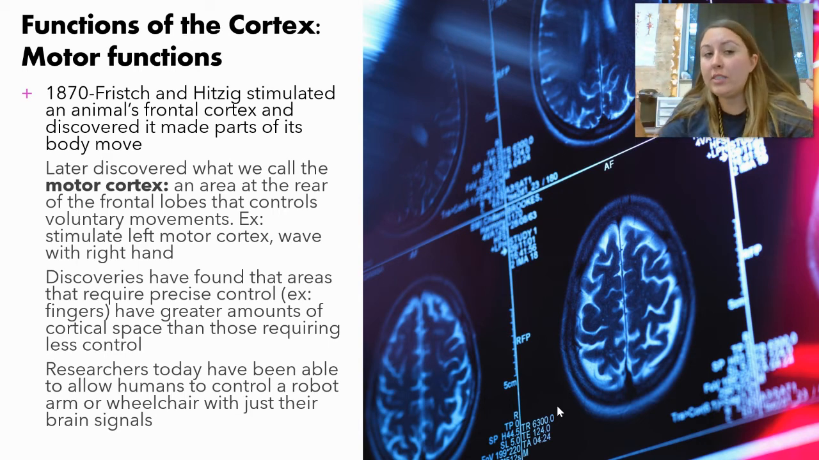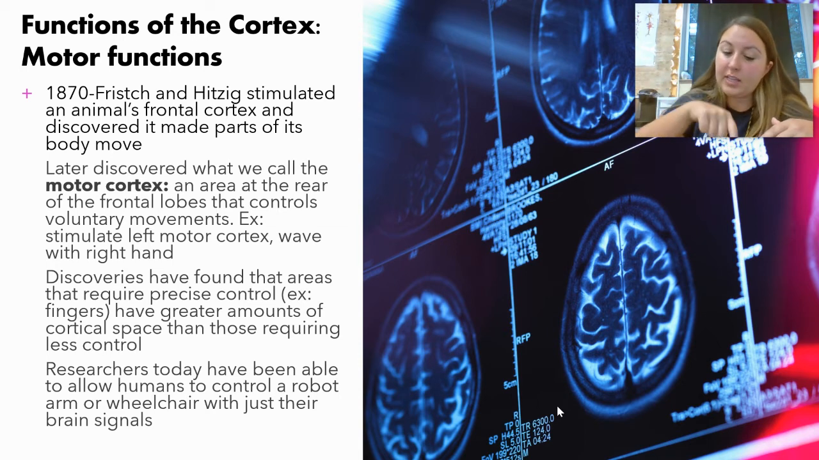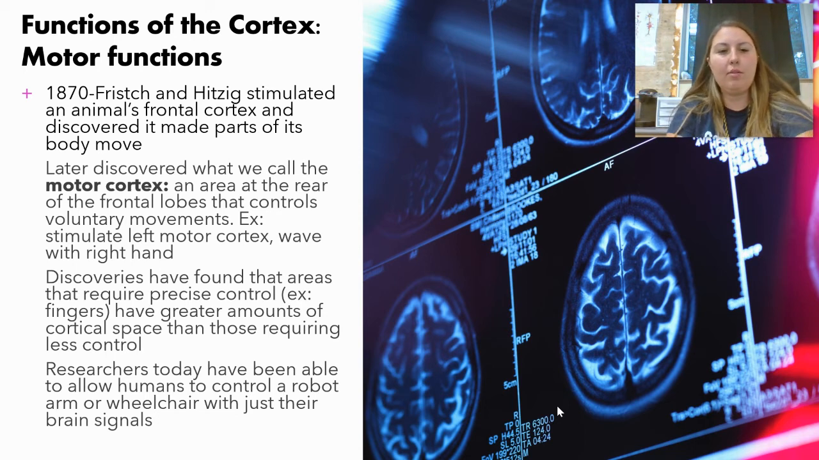And this was originally discovered in 1870 by two researchers, Fritsch and Hitzig, who stimulated an animal's frontal cortex. And they found that when they stimulated it, it made parts of the body move. And so the motor cortex sits at the rear of the frontal lobe, and it controls voluntary movements.